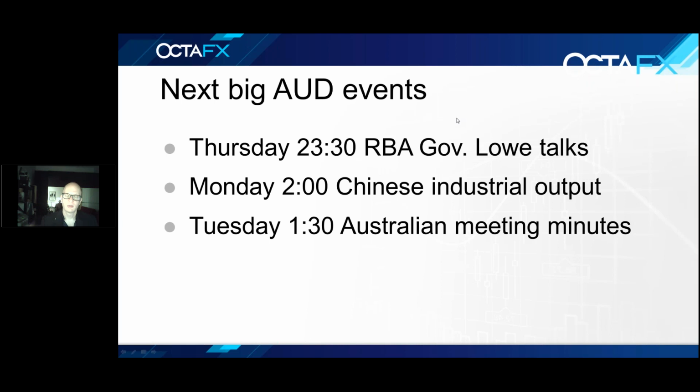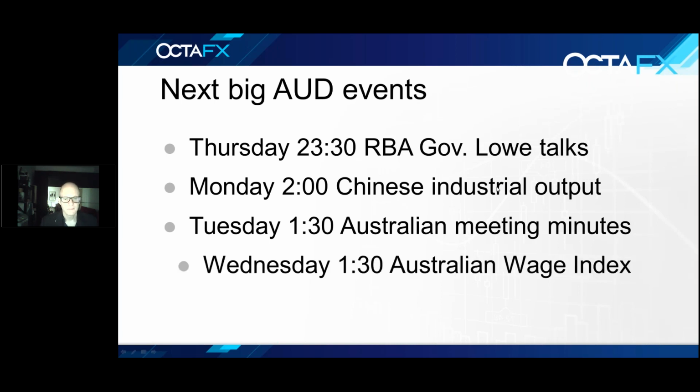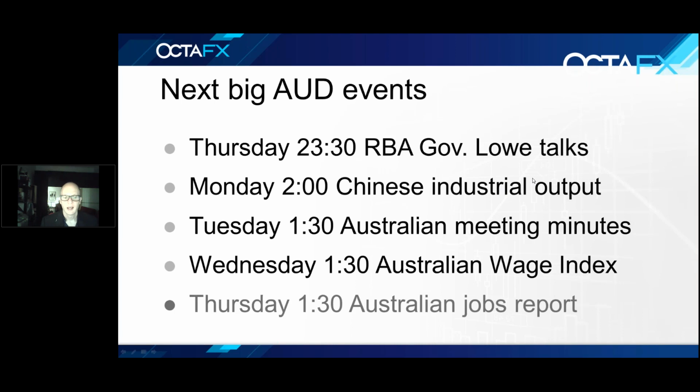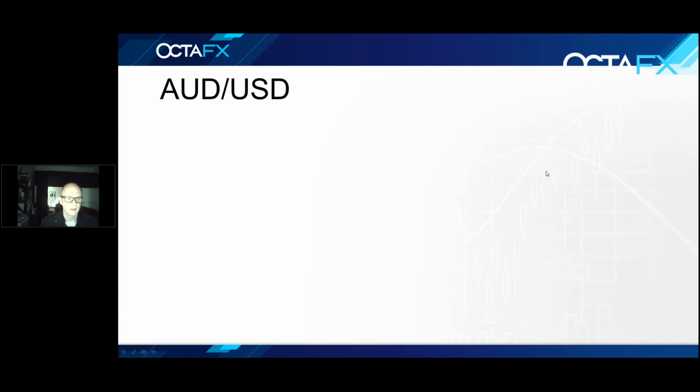So we had sort of a dovish statement and then followed by hawkish meeting minutes. So will these meeting minutes on Tuesday push the Australian dollar higher? We'll wait and see. Also next week on Wednesday, we have the Australian wage index. Salaries are important also in Australia. And the big event next week is the Australian jobs report. Like in many other countries, the jobs report is very important. Jobs reports in Australia have been quite positive in 2017.